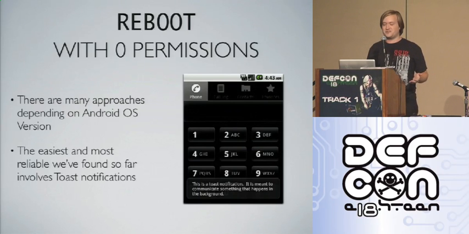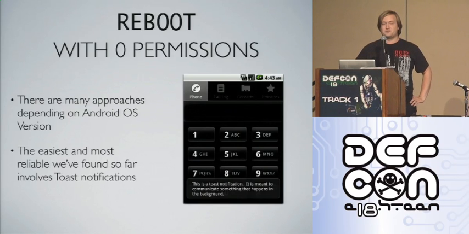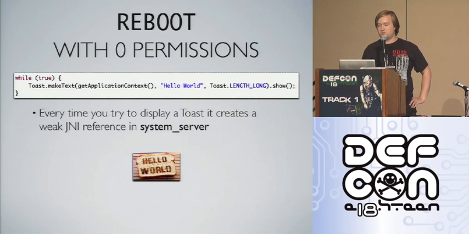So there are a couple different approaches to do this. The easiest one involves toast notifications. A toast notification is a way to notify you of something that goes on in the background. So in this case, you're in the keypad activity, and a toast pops up to tell you about something else that's going on in the OS that some other app is doing. So here's just the basic hello world for a toast, and then I've thrown it inside a while true loop. So we're just going to create as many toasts as we can and see what happens.